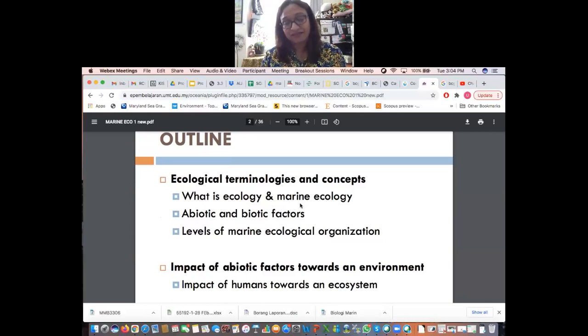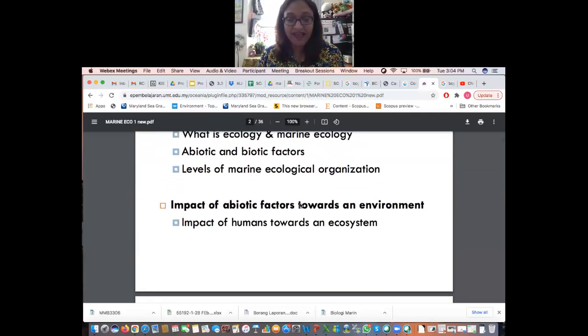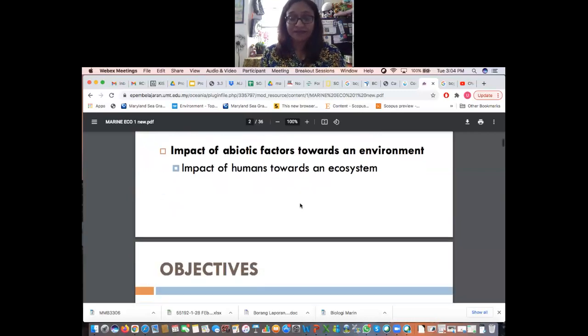And then, of course, we'll talk about different levels of marine ecological organizations. But more specifically, we'll talk about it in detail in different lectures. And also later, we will look into the impact of abiotic factors towards an environment. But more specifically, it is you guys who are going to be checking out what the impacts of humans are towards an ecosystem.